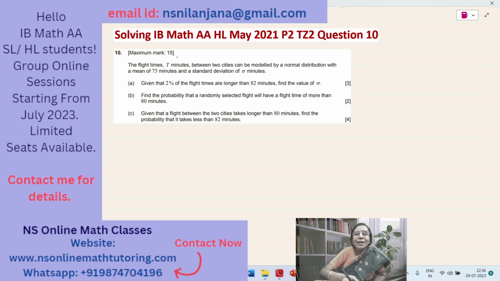The maximum mark is 15. The flight times T minutes between two cities can be modeled by a normal distribution with a mean of 75 minutes and a standard deviation of sigma minutes. So T is a normally distributed variable with mean 75 minutes and standard deviation sigma minutes. Hence, the variance is sigma squared minutes squared.